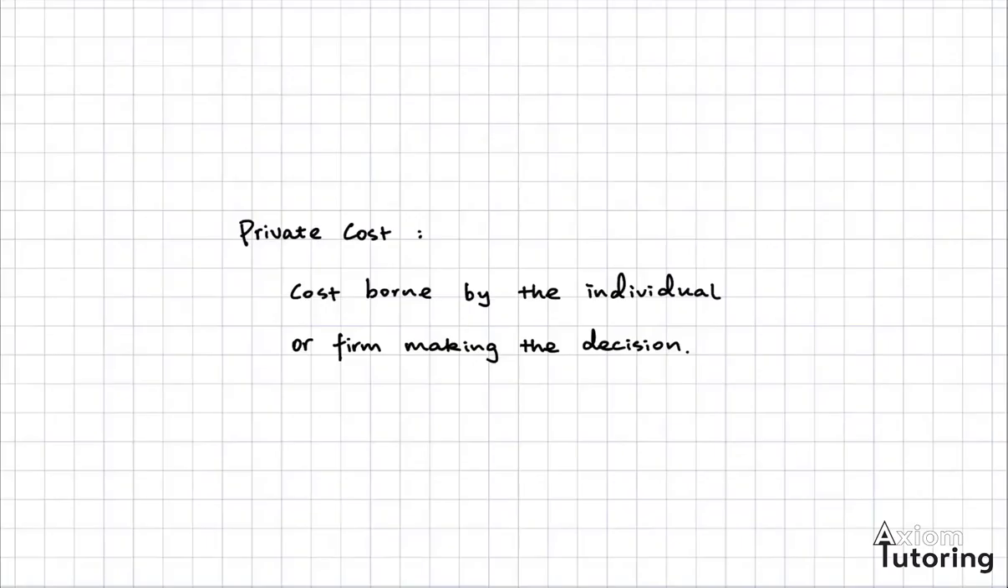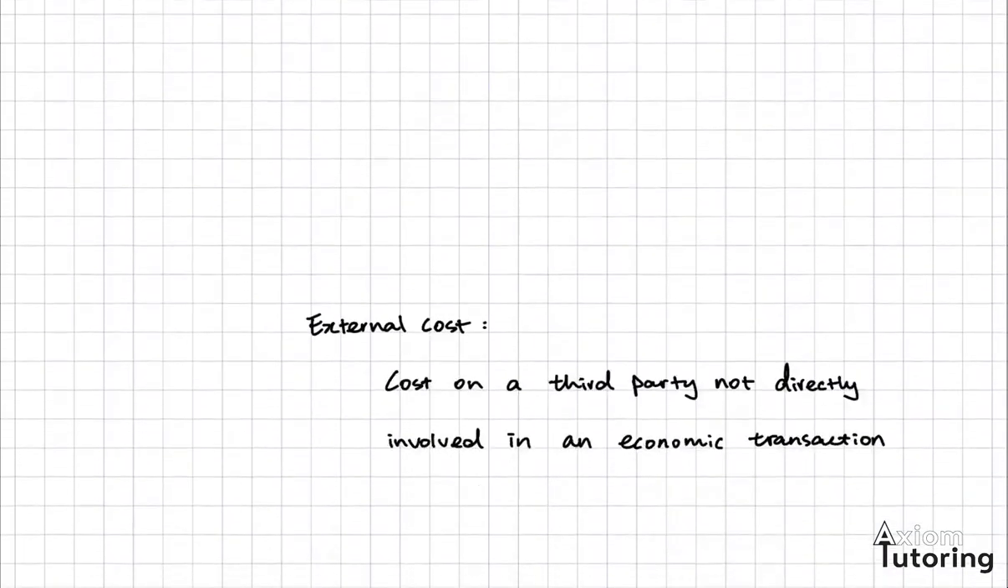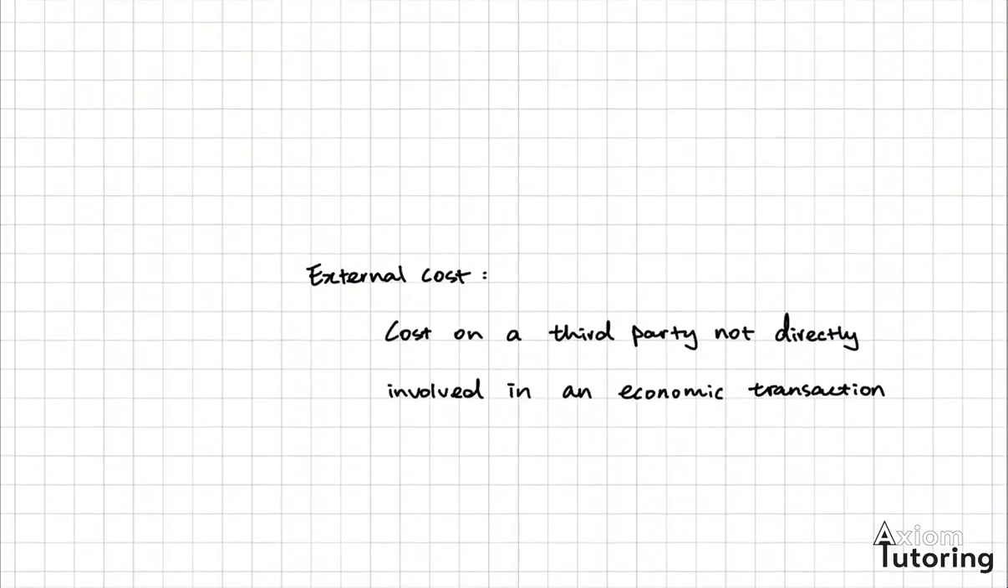Now, let's move on to external cost. An external cost is a cost suffered by a third party who is not directly involved in an economic transaction. This is extremely important. It means someone else is affected by an economic transaction, even though they're not buying or selling the product. Let's go back to the bakery example.